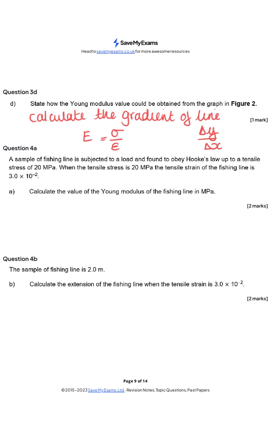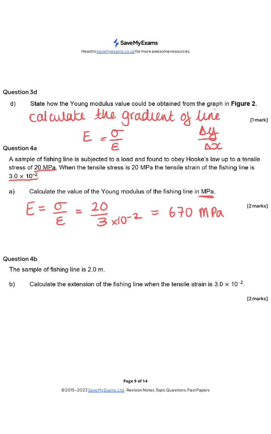Question 4a wants us to calculate the Young's modulus of a fishing line. So we have got the stress of 20 megapascals and the strain of 3 times 10 to the negative 2, no unit for strain. So we are going to use the equation stress divided by strain. Usually I would get rid of the megapascals and just turn it into pascals, but it wants our answer in megapascals, so I'm just going to do 20 divided by 3 times 10 to the negative 2, and I'll get 670 megapascals.